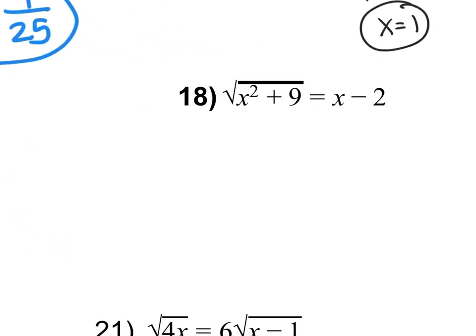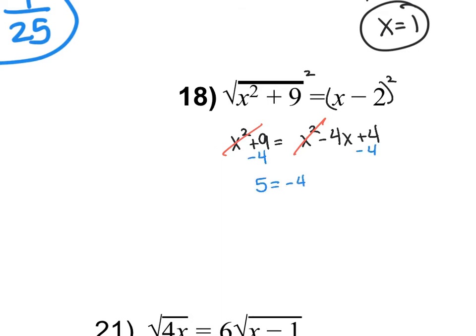For this guy, we're going to square both sides right off the bat. Now when we do that, we're going to FOIL the left-hand side. So that gives me x squared minus 4x plus 4. Because we have x squared on both sides, they cancel. So I'm going to subtract this 4 over here, which gives me 5 equals negative 4x. I divide by negative 4. X equals negative 5 over 4.